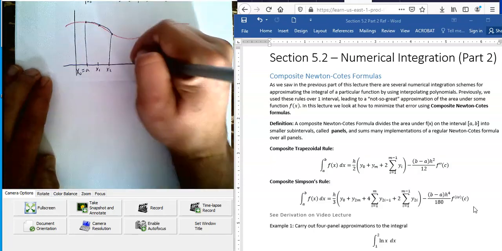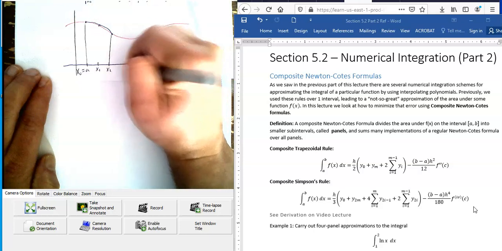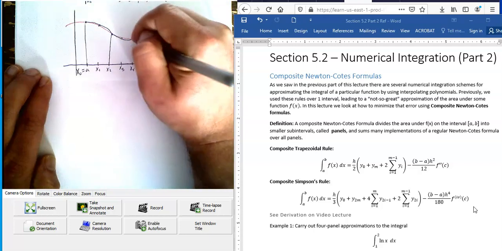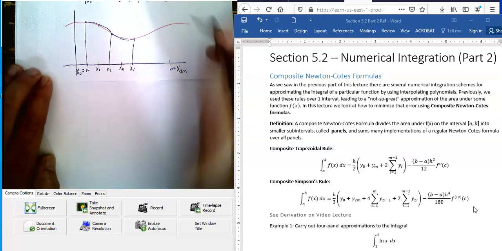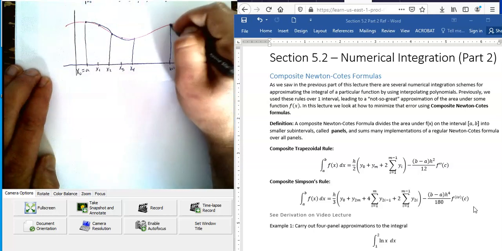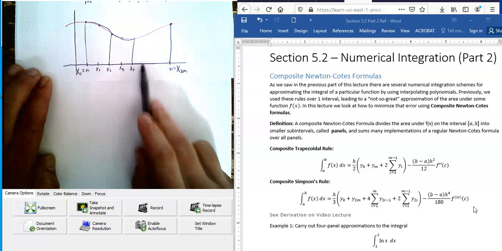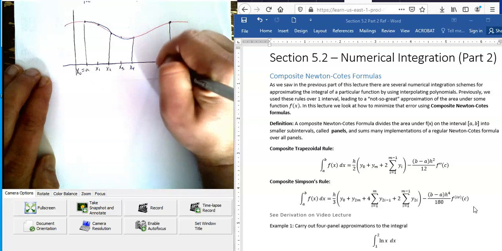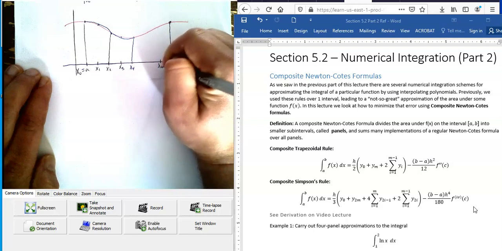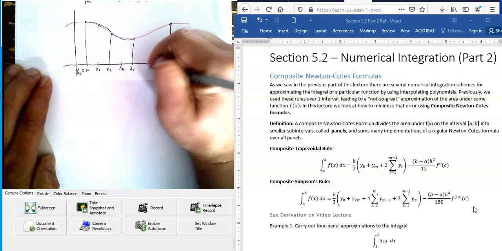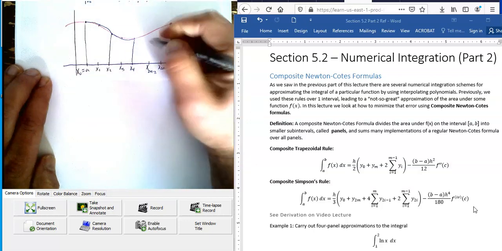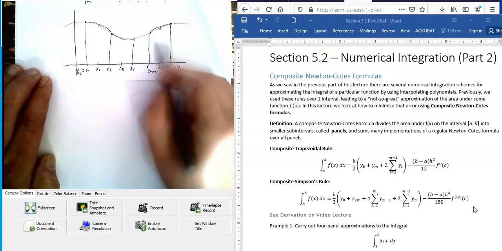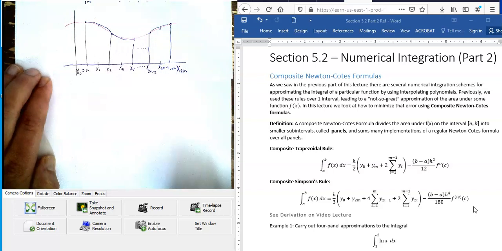The next one would go up to x4 and use x3, and we use these points to interpolate. Now at the very end, we would use this point and the 2 previous points to get the very last panel. The one right before that would be x of 2m minus 1, and the one before that would be x of 2m minus 2. We'll be using these 3 points and some quadratic to approximate that area, and then everything in between.